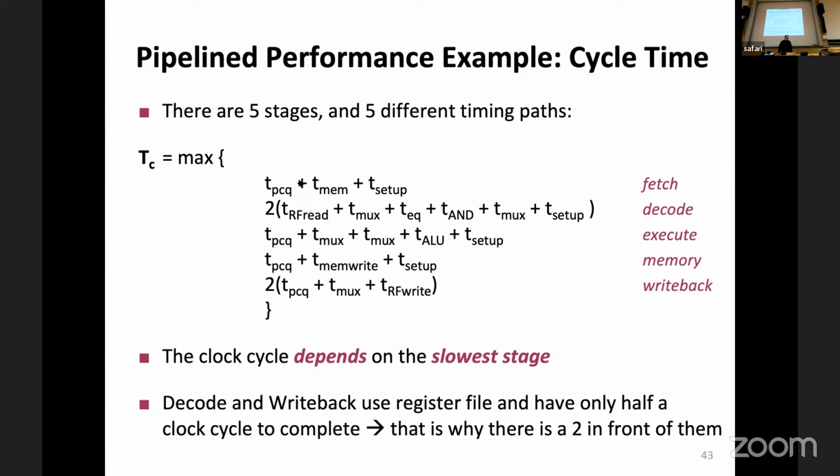So we have 5 stages and 5 different timing paths. If you check this equation from your book and also the numbers, I'm not going to cover them in detail. But it turns out that the decode stage is going to be the bottleneck, and it's going to determine the clock cycle. So essentially, this pipeline processor is going to have lower clock frequency compared to the multi-cycle processor, right?